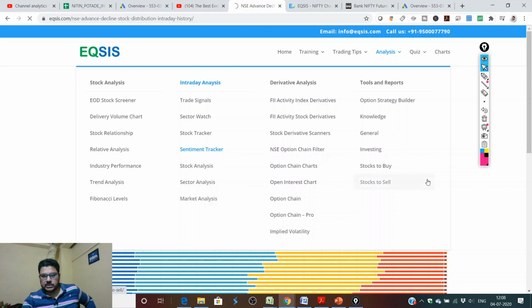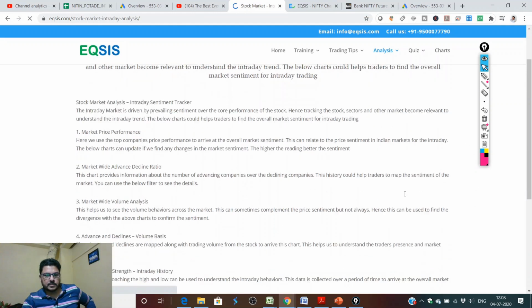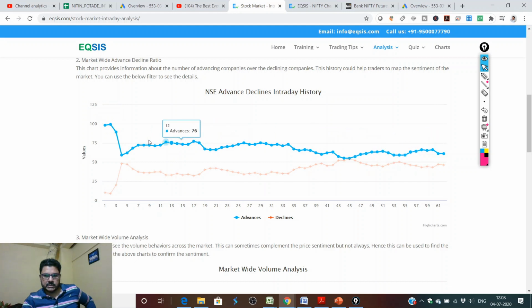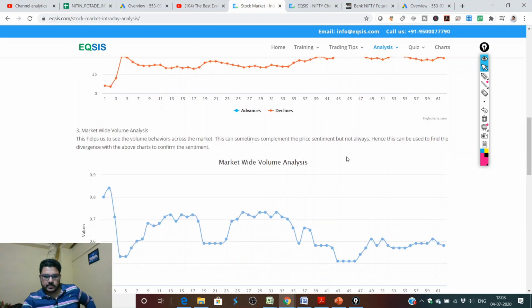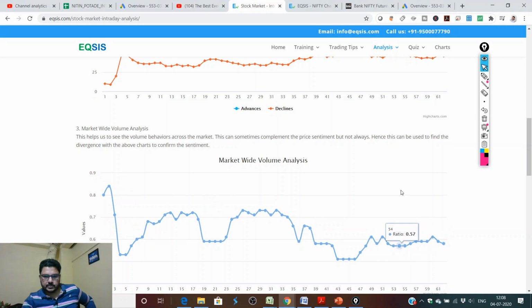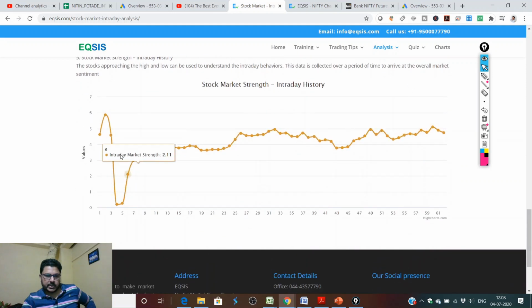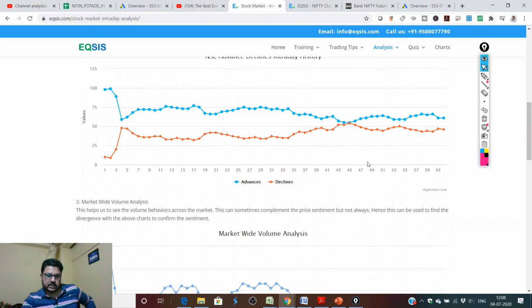And you can see market analysis. It will give you news, and it will also give you advance and declines. This is a really nice chart. You can see that advances are 89 intraday history, and later at around it includes the volume also. Volume has come down. NSE volume basis advance and declines. You can see, so you can study a bit on this and understand all these things.